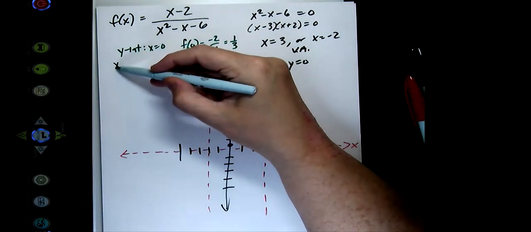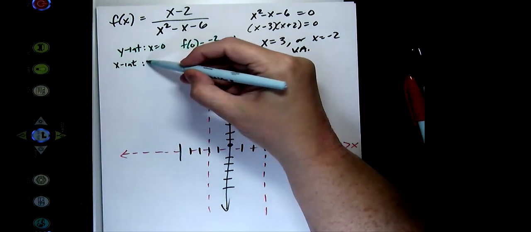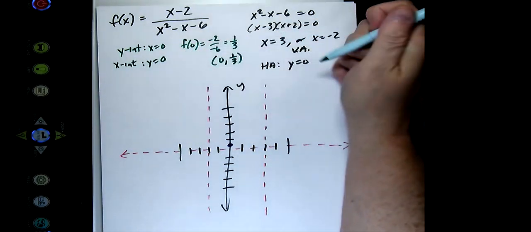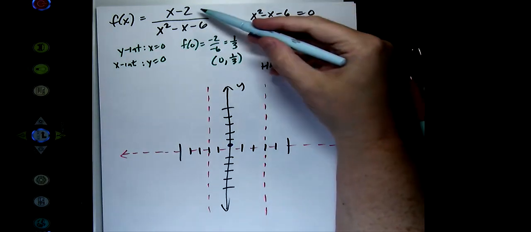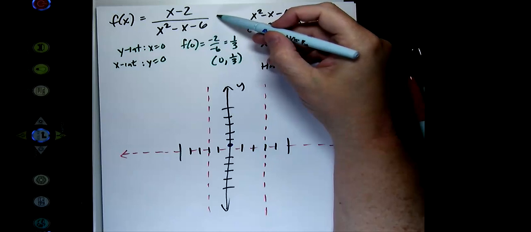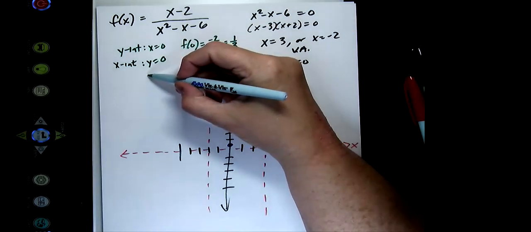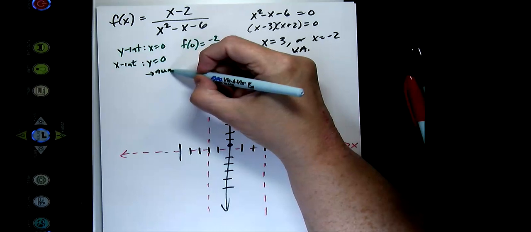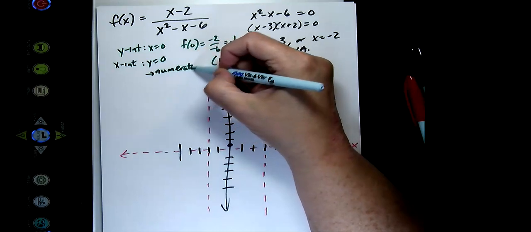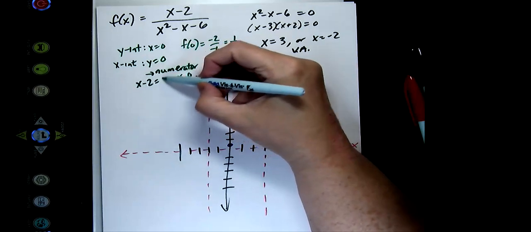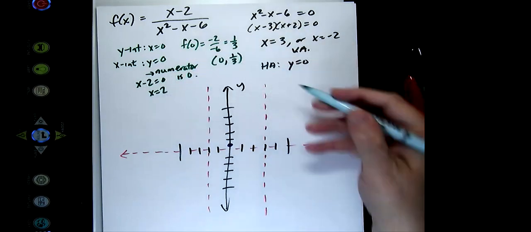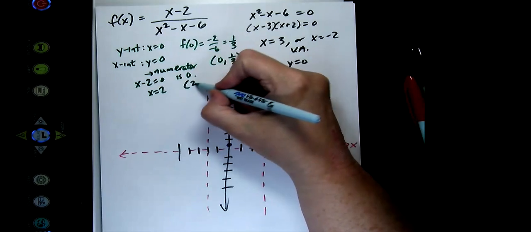The x-intercept is when y equals 0. And the only way this equals 0 is when the numerator equals 0. So x minus 2 equals 0, x equals 2. (2, 0).